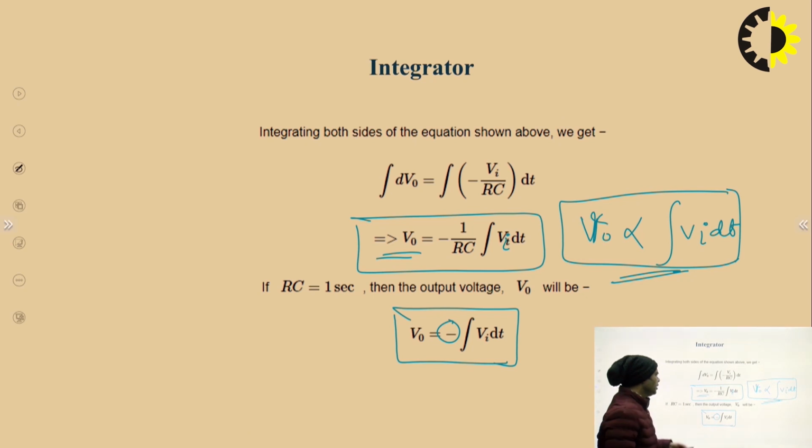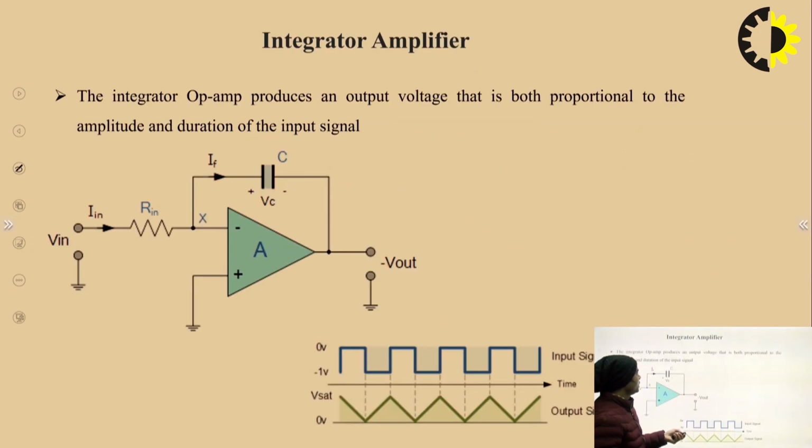Why are we getting this negative sign? Because we are applying input at the inverting terminal. Due to this, we are getting output which is 180 degrees out of phase. That means there will be a negative sign in the output. So this is the integrator circuit, and if you apply a rectangular wave to the integrator circuit, you will get a triangular wave at the output. We all know that integration of this waveform is a triangular wave.